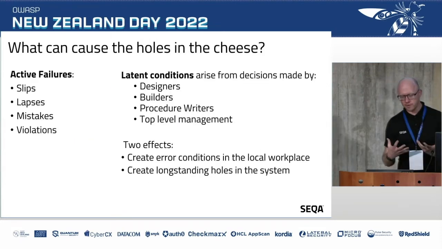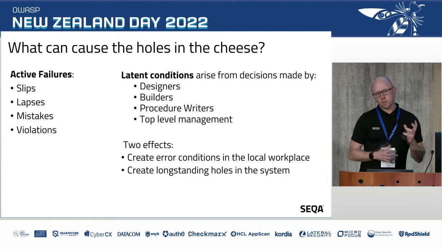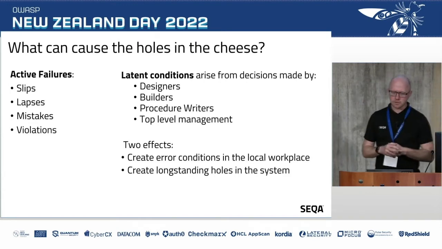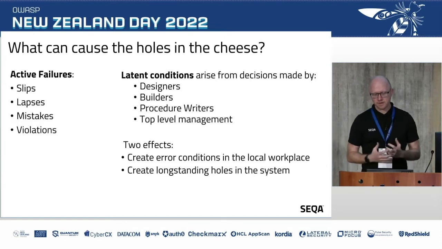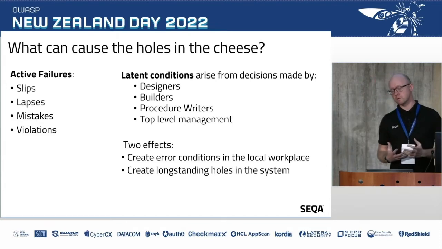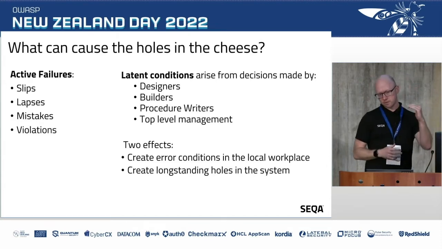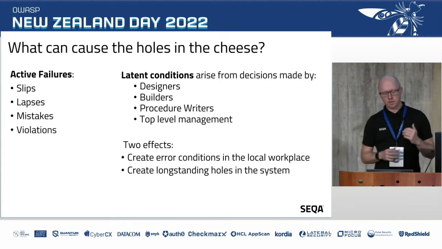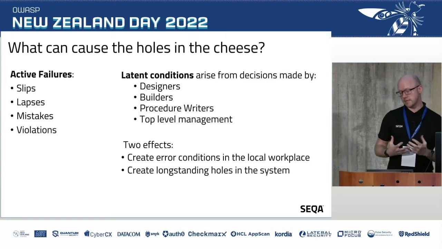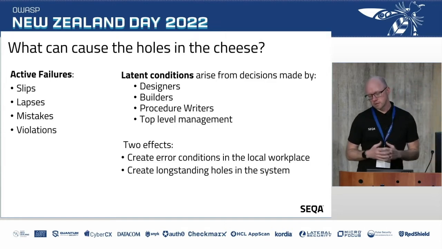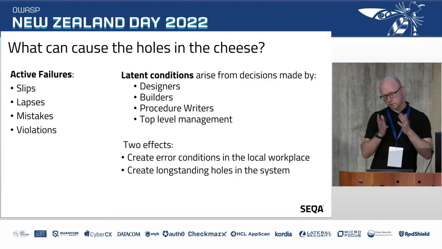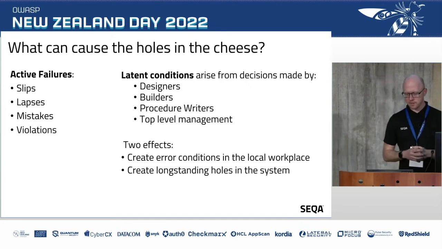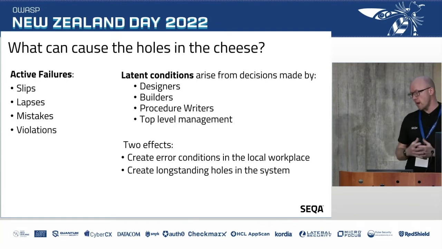Looking at a couple of the key features of the model, what can cause the holes in the cheese? We've got active failures and latent conditions. Active failures are the unsafe acts committed by people who are in direct contact with the system. These take four forms: slips, lapses, mistakes, and violations. Slips are where the correct plan is made, but incorrectly executed. So you're meant to drop the kids off at school, but you went into autopilot and took the route to work instead. Lapses are where you forget to do a step of the plan.